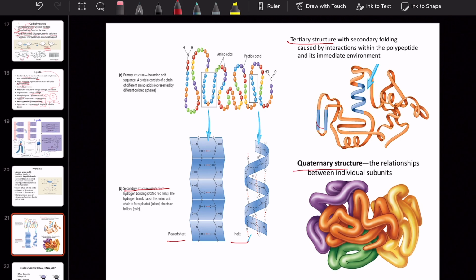Then quaternary is the fourth stage. So these are different individual subunits of this structure. This is one protein, this is another one, this is another one, this is another one. But they interact with each other and form this kind of structure. So the example of quaternary is hemoglobin, which you see in the red blood cells, which carry oxygen.